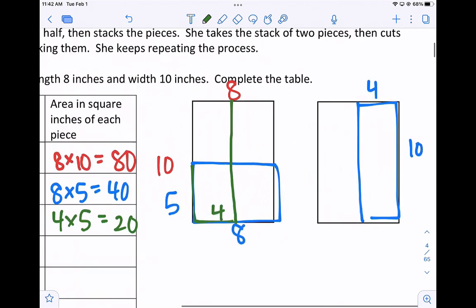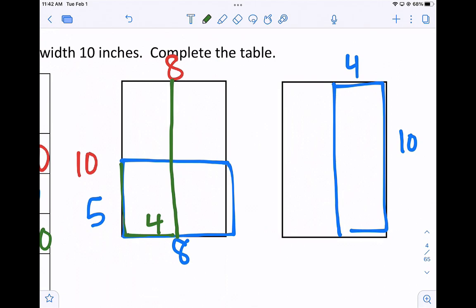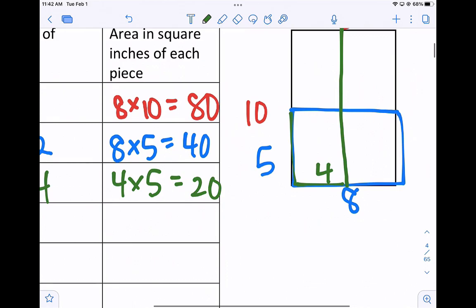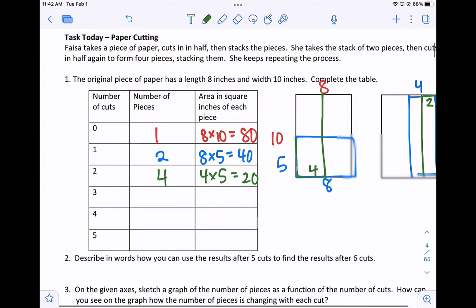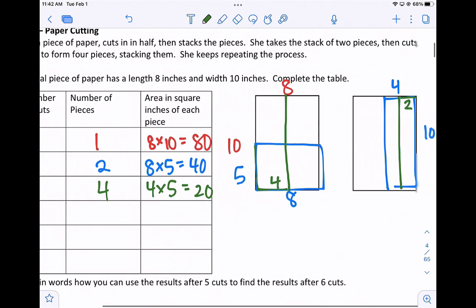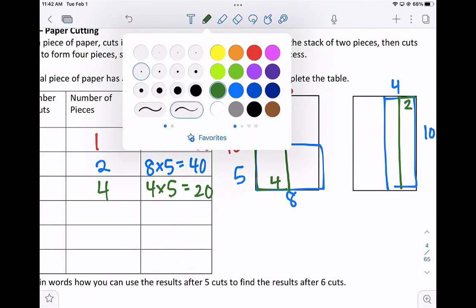If we did that over here, would it be the same? Let's try cutting it this way. This would be 2 by 10, and that's still 20. So does it matter which way we cut it? It looks like no, it doesn't. Our numbers end up still being the same. All right, so then we have to cut them in half again.